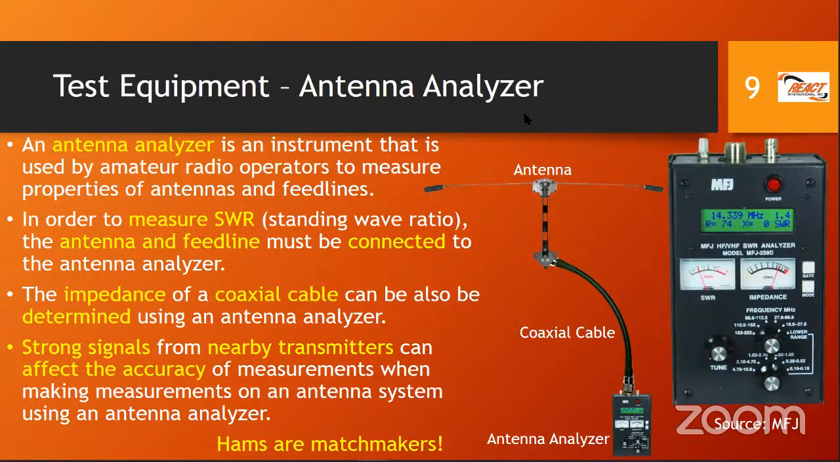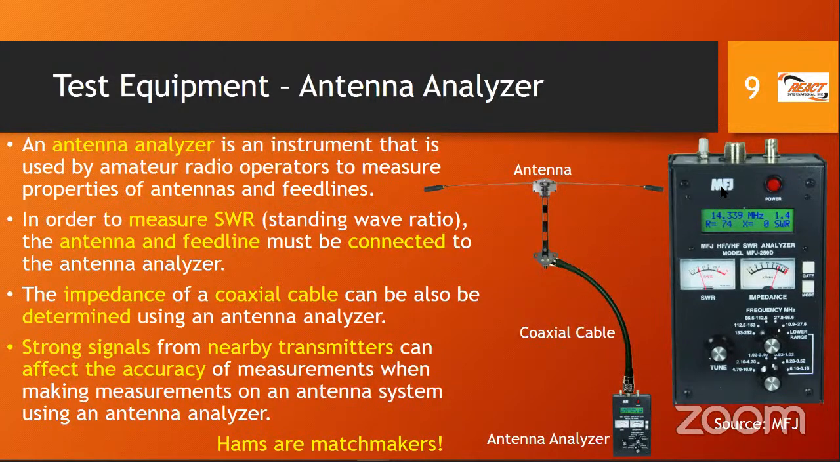So we need to analyze our antenna, right? And what do we use? One of the things we can use anyway is called an antenna analyzer. It is an instrument that amateur radio operators use to measure the performance or the properties of that antenna, as well as the feed line. Yes, it can measure certain things about your feed line or your transmission line. We'll come to that in a little bit.